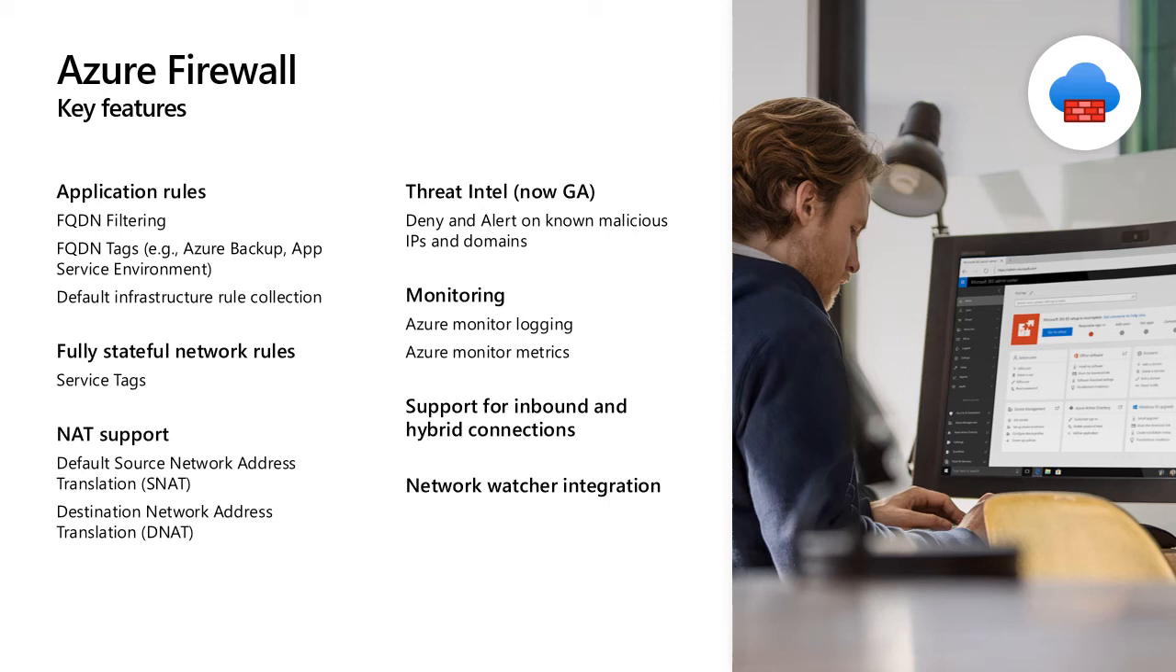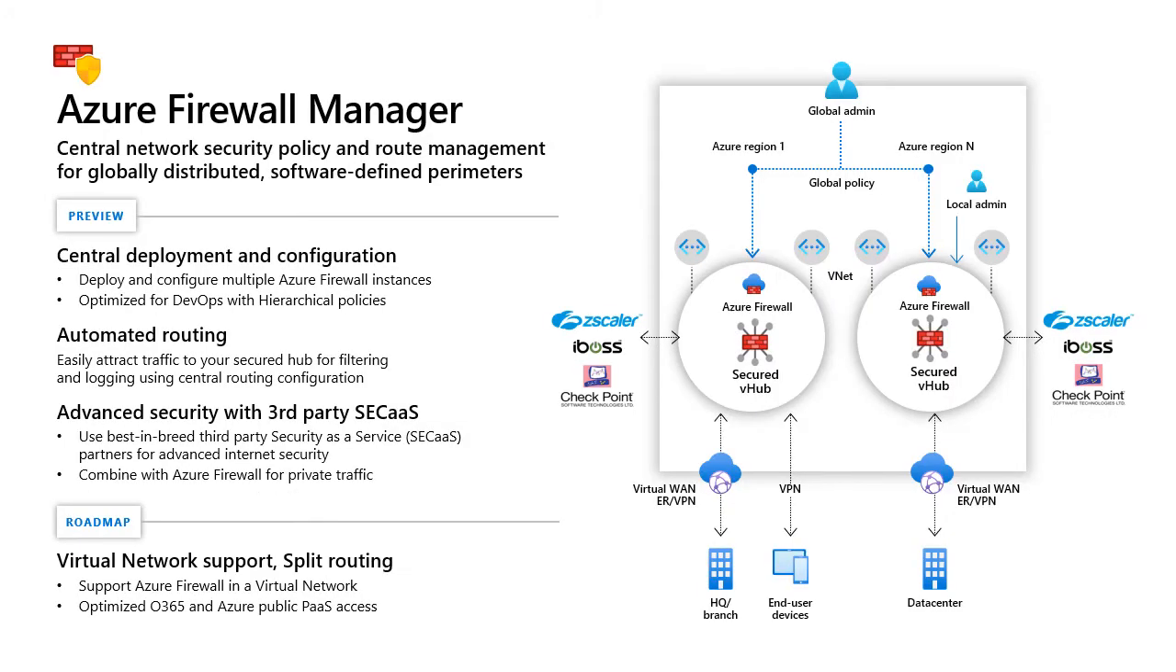Now, the key features, as you can see here in the slide, include application rules, whether it's fully qualified domain name filtering or tagging. You can also do fully stateful network rules, NAT support, threat intelligence, and also integration with Azure Monitor for logging and metrics. And because the firewall is an integral part of your network, it also has connectivity to Network Watcher as well. Part of the Azure Firewall service is we are releasing as preview at this point. By the time you listen to this webinar, it's already in production.